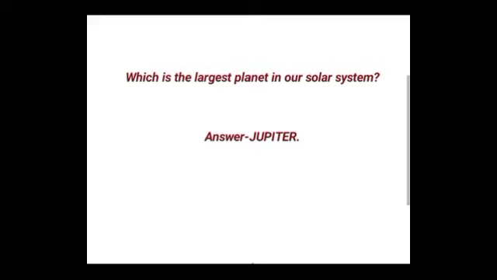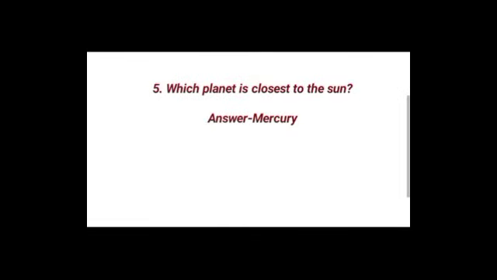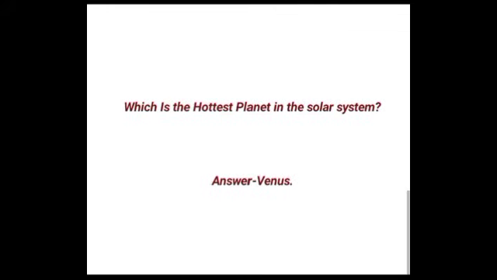Which is the largest planet in our solar system? The answer is Jupiter. Which planet has the most moons? Answer. The planet with the most number of moons is Jupiter with 66 moons. Which planet is closest to the sun? The answer is Mercury. Which is the hottest planet in the solar system? The answer is Venus.